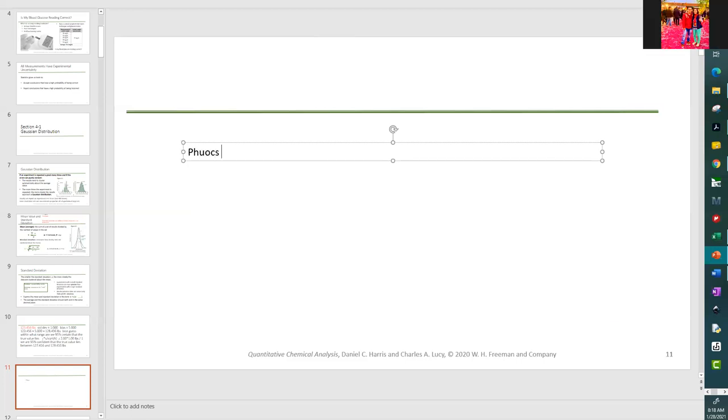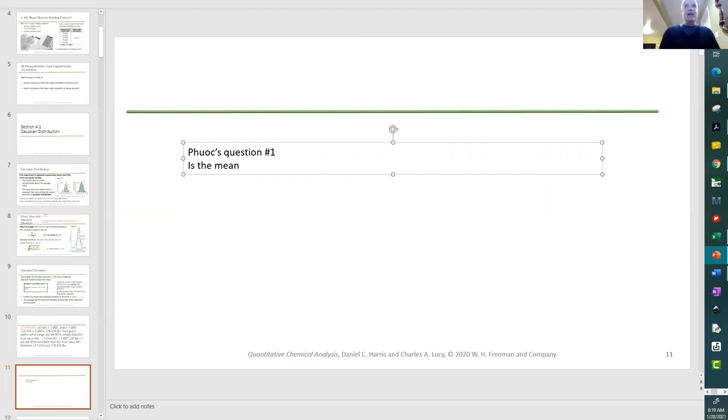The confidence interval is the range. But the mean, oh, sorry. So the mean value lies within the confidence interval. Yes. Okay, hold on. I'm going to rephrase your question. Is the mean value within the confidence interval?